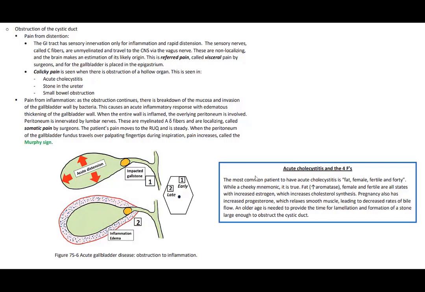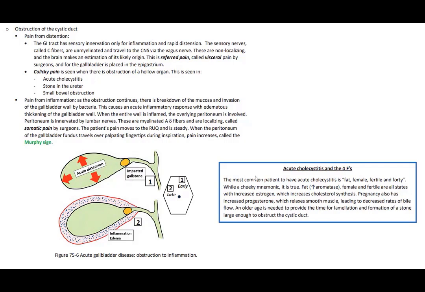When the entire wall becomes inflamed, the overlying peritoneum is involved, and peritoneum is innervated by lumbar nerves. Now, these are myelinated alpha-delta fibers which are localizing, and this is what we call somatic pain by surgeons. The patient's pain moves to the right upper quadrant and then becomes steady. When the peritoneum of the gallbladder fundus travels over palpating fingertips during inspiration, the pain can increase, and this is called Murphy's sign. When Murphy's sign is induced using an ultrasound probe to also evaluate for potential impaction of a gallstone, this is called sonographic Murphy's sign.